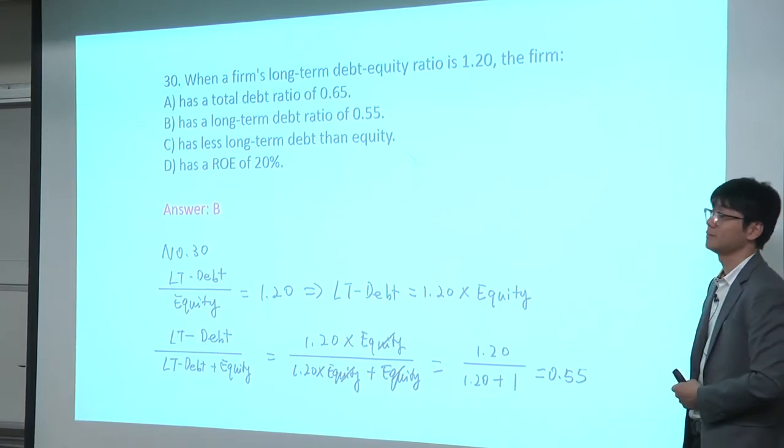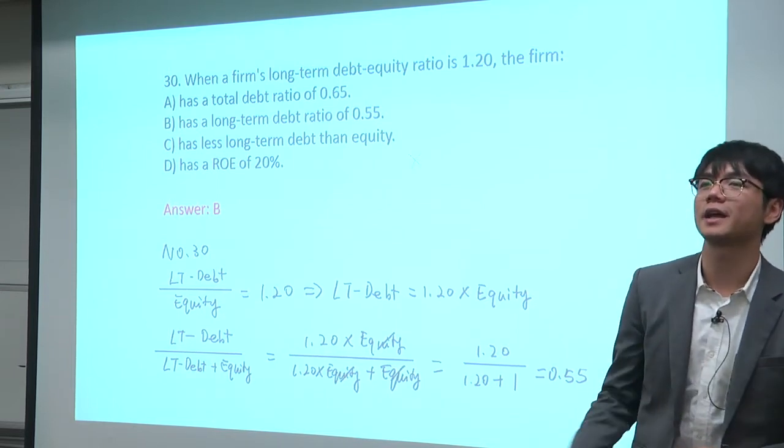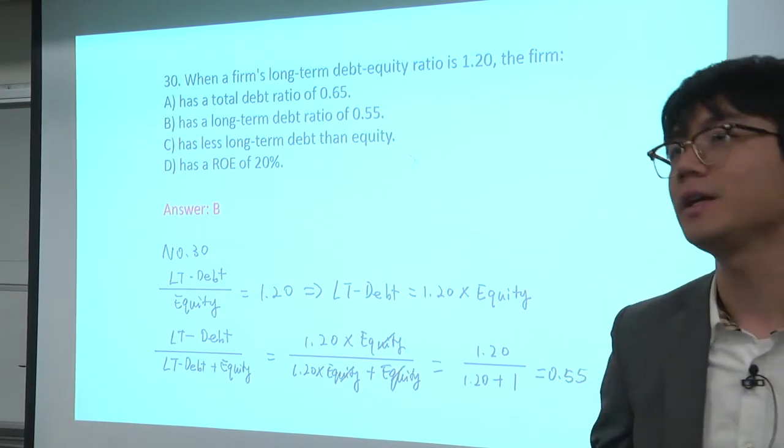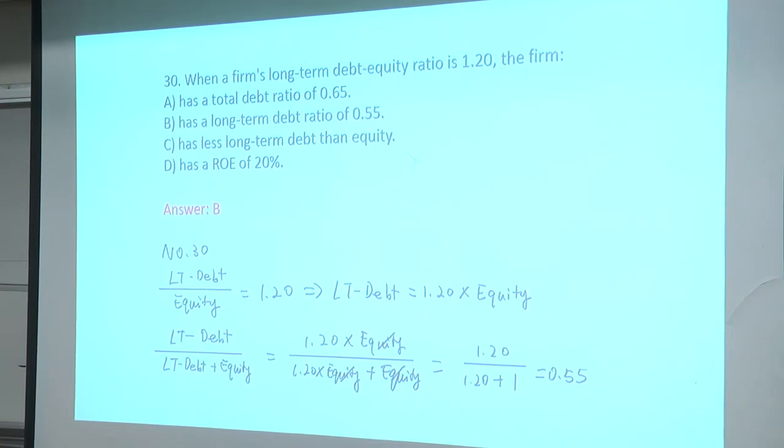Then that's the best game or favorite game of yours, cancellation, right? You cancel the equity, you're left over with what? 1.2 divided by 1.2 plus 1. The answer goes to 0.55. So your long-term debt ratio is 0.55.